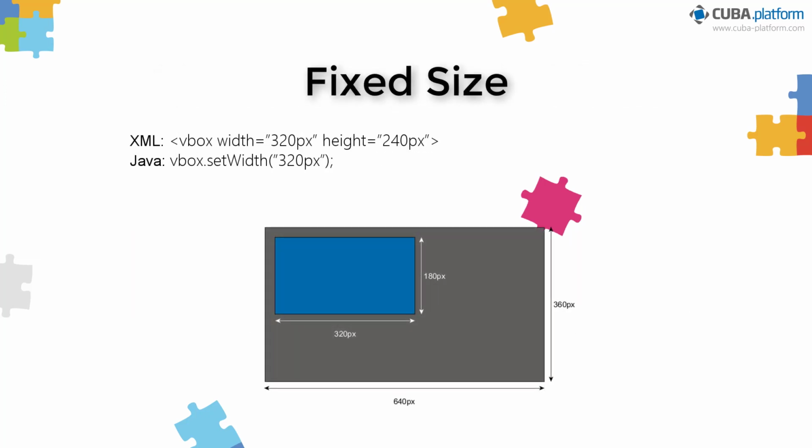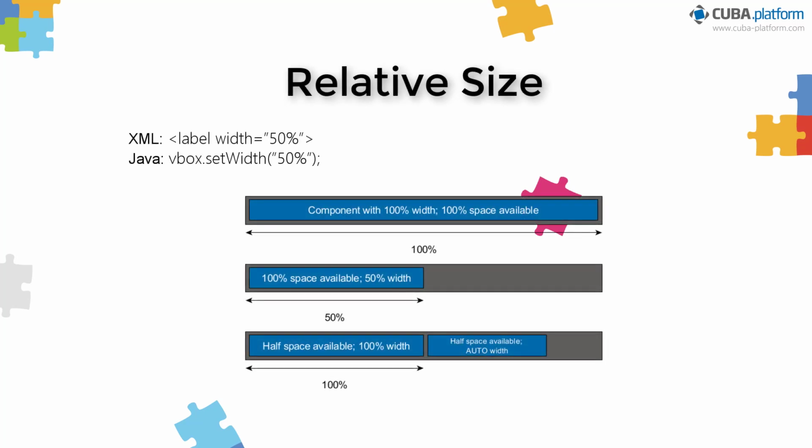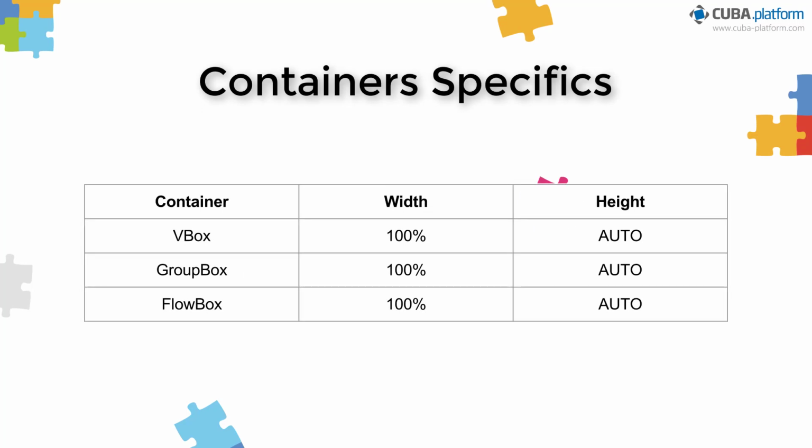Fixed size in pixels. Fixed size implies that the component dimensions will not change at runtime. Relative size indicates the percentage of available space that will be occupied by the component. Components with relative size will react to changes in the amount of their available space and adjust their actual size on the screen. Container specifics. By default, containers without the expand attribute provide equal space for all nested components. Exceptions are CSS layout, FlowBox, and HTML box.